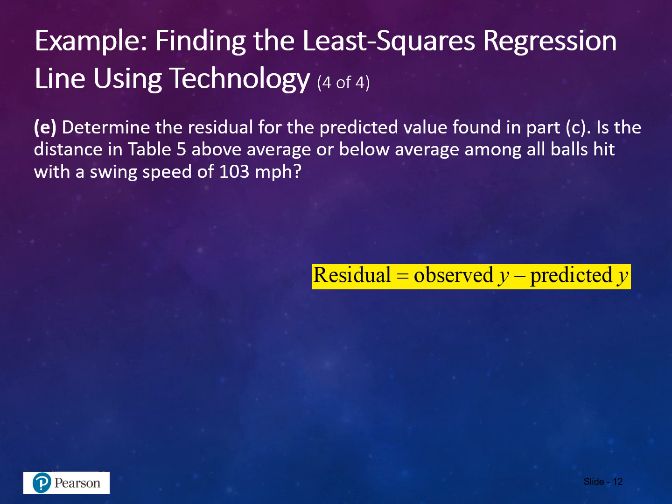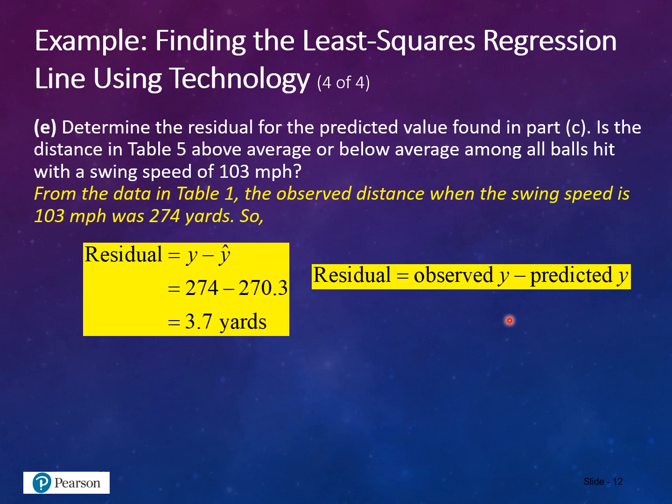Finally, determine the residual for the predicted value found in part C. Is the distance in table 5 above average or below average among all balls hit with a swing speed of 103 miles per hour? So remember, our residual is the observed value, the response variable, minus the predicted value. The predicted value was 270.3. From the data in table 1 from before, the observed distance when the swing speed is 103 was 274.